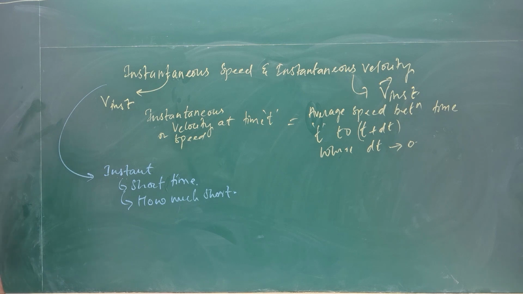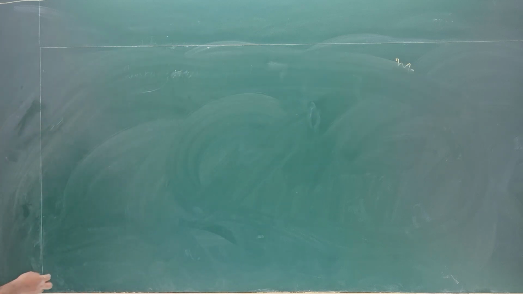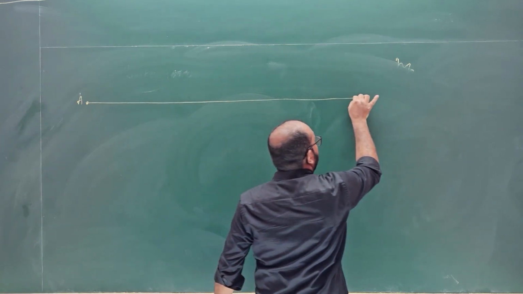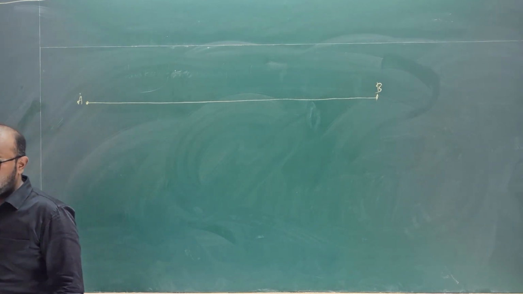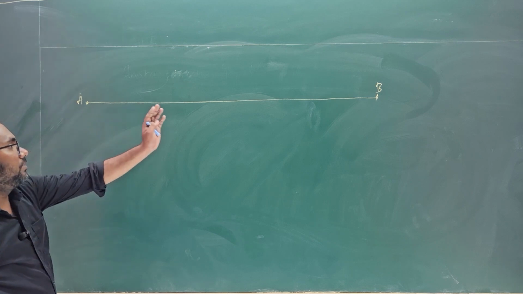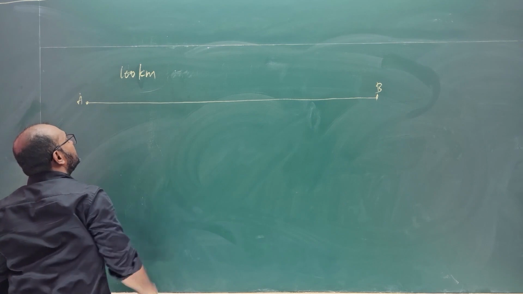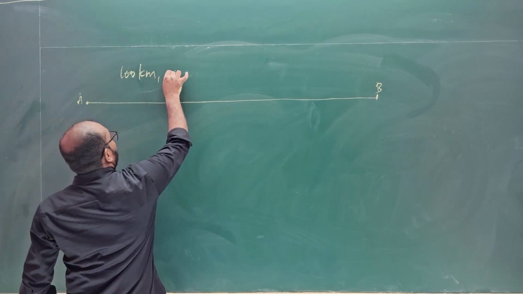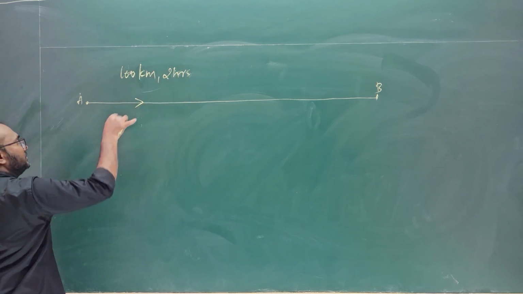Let us try to understand now. Write down fast this one. Now, consider a body started from point A and reached point B. Total distance from A to B is given, that is 100 kilometers. Let us find this in kilometers now. And body took 2 hours to reach point B and body is moving in this direction.